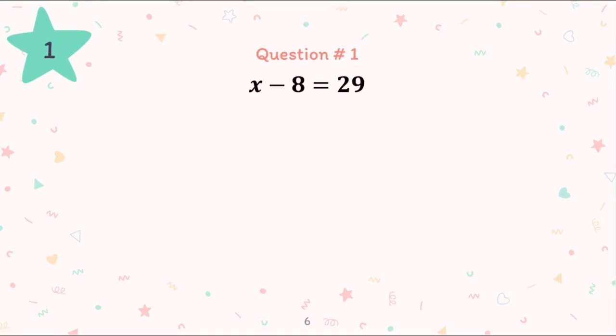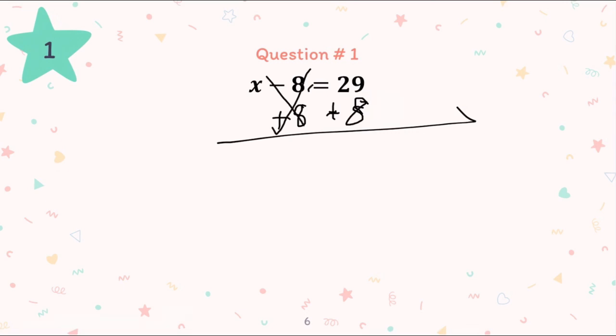Okay, so for this one, I did the opposite of subtracting, which is adding. So I did plus 8. And then what I do on the left side, I do on the right side. So I did plus 8 here too. And then the negative sign and the subtracting sign and the adding sign cancel each other. So then we're left with x.